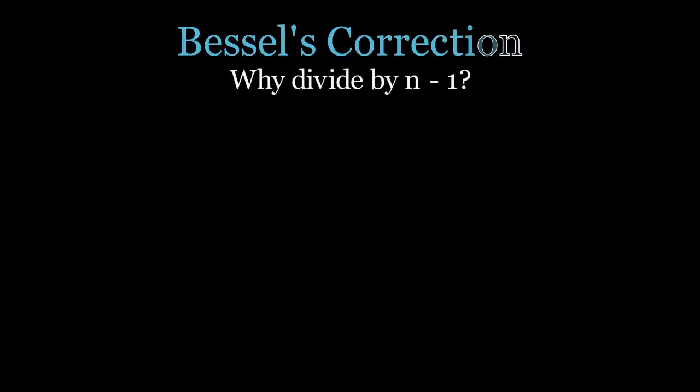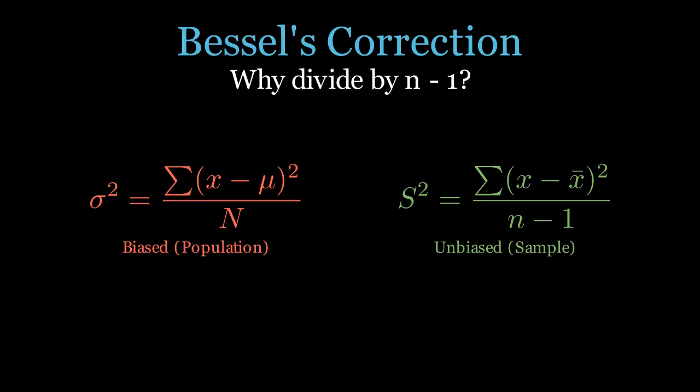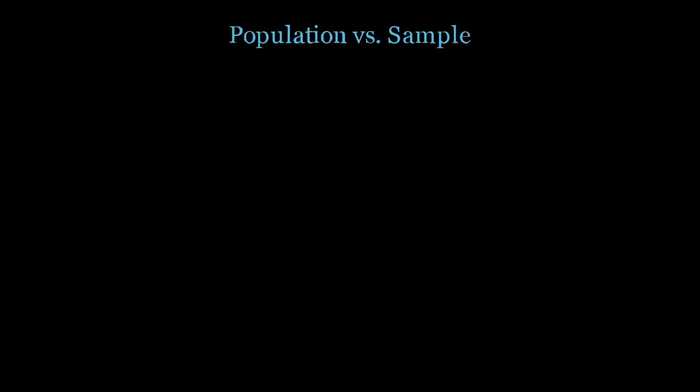Welcome to this deep dive into one of the most confusing yet fundamental concepts in statistics, Bessel's correction. Why do we divide by n-1 when calculating sample variance instead of just n? Today we will demystify this mathematical magic trick and understand why it's essential for accurate data science.